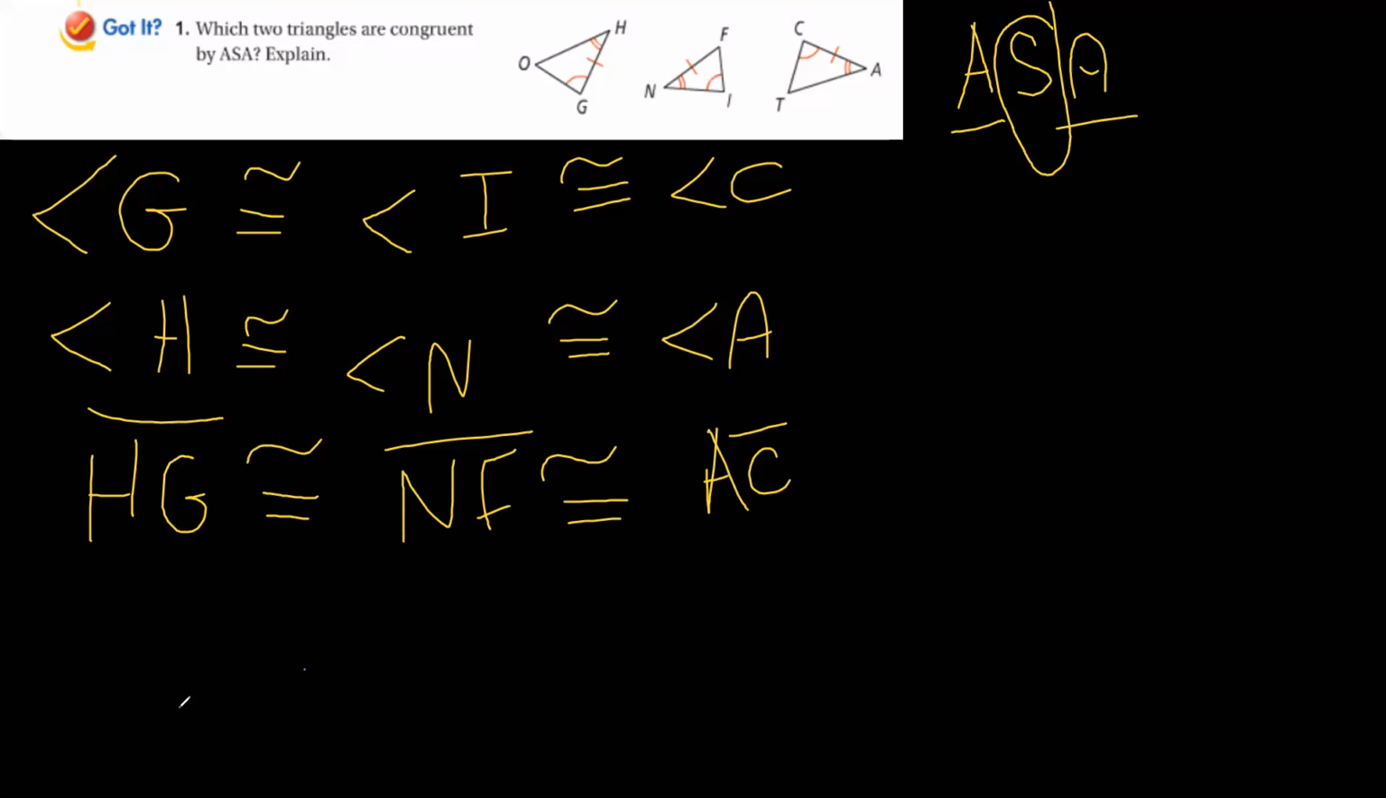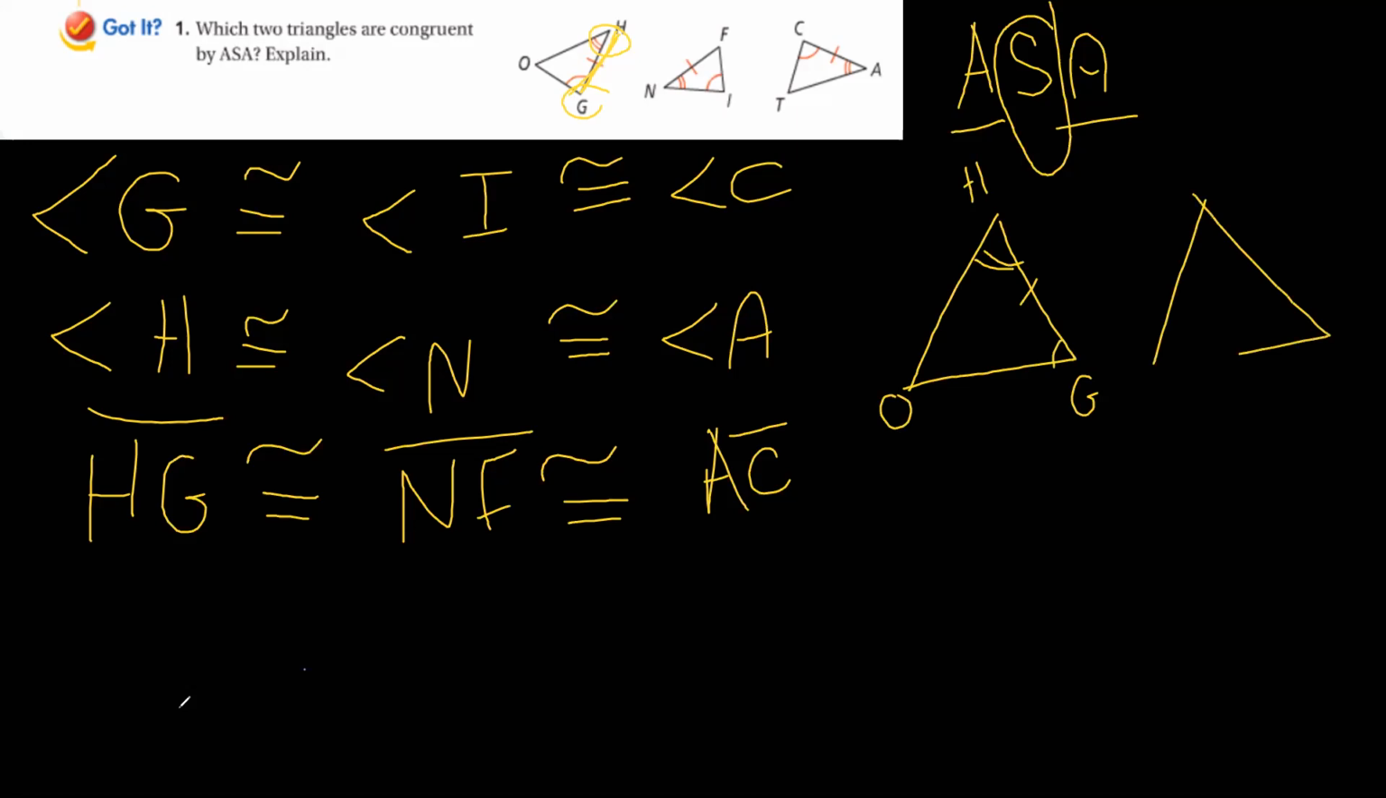I have angle H and I have angle G, and is the side between them included? Yes. I will draw it here. Here we have H, G, and O.